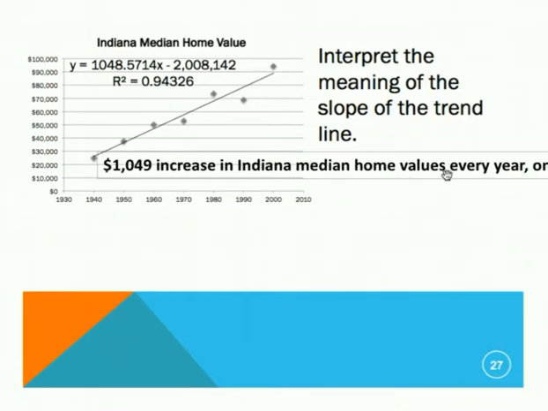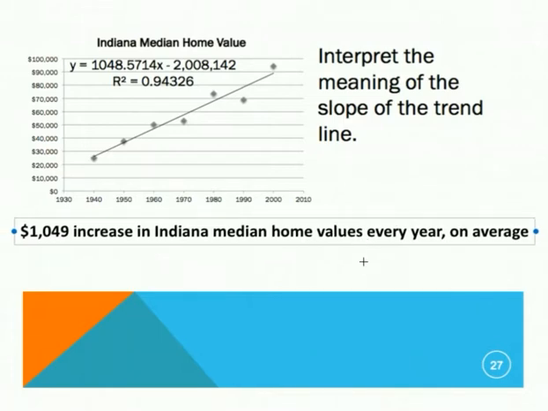So let me move this so we can actually read all this, all right? But we have something like this, and this is actually sufficient, okay? This basically tells us that every year, on average, home sale prices or home values in Indiana are going to increase by $1,049, all right? So this every year part, that is always going to be part of your interpretation.